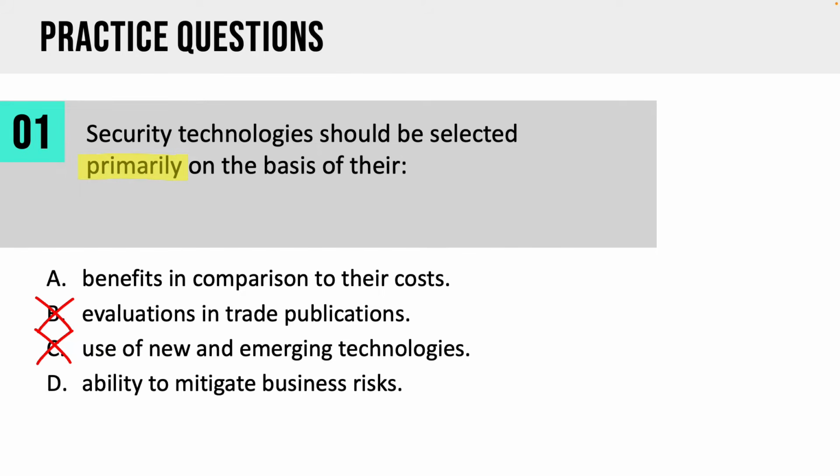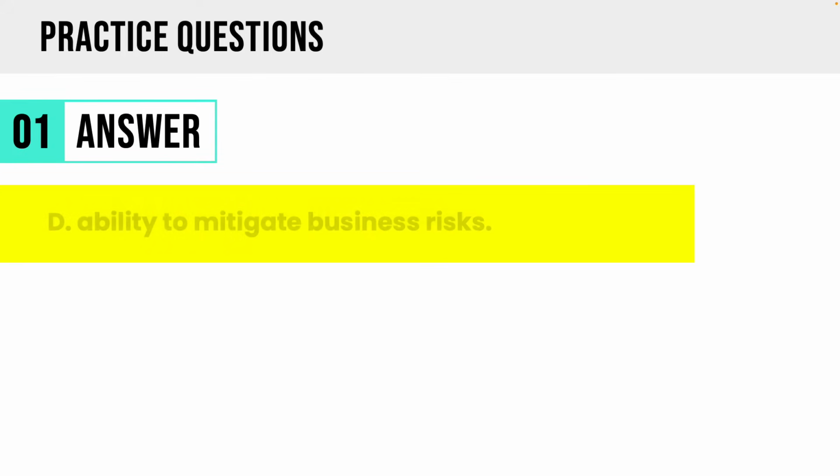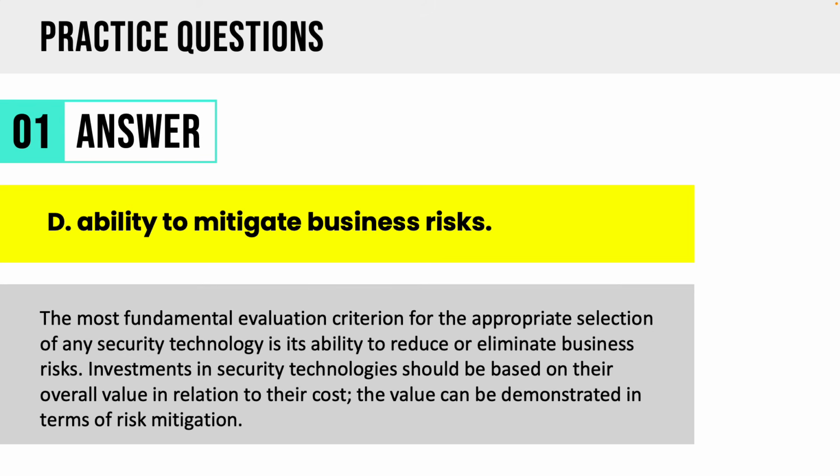But on the CISM, you're going to see that often, that you'll have adjectives or adverbs like primarily, or first, or next. So the best option here is D, the ability to mitigate business risks. That's the most fundamental evaluation criterion for the appropriate selection of any security technology. It needs to be able to do the job. Secondarily, it must also be able to do so for us cost effectively.